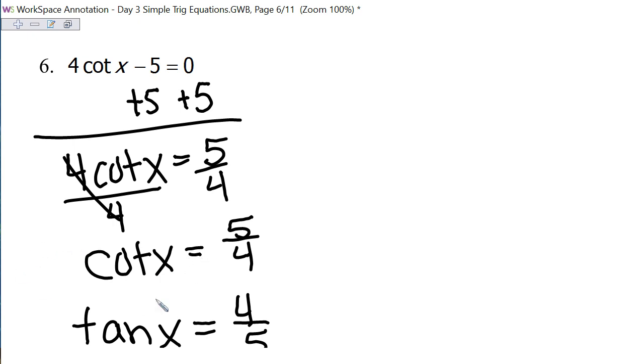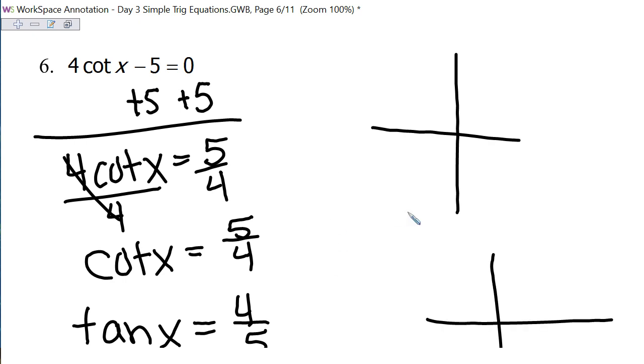And that's one of our answers, but tangent is positive in how many quadrants? 2. So we need to find that second answer. So I'm going to draw a diagram for both so I can figure out which answers I have currently. And tangent is positive in which quadrants? 1 and 3.